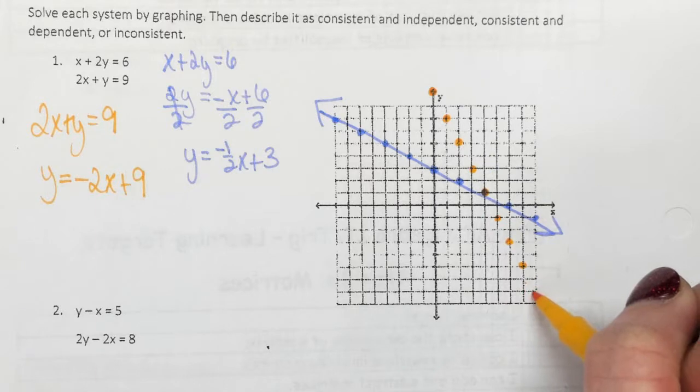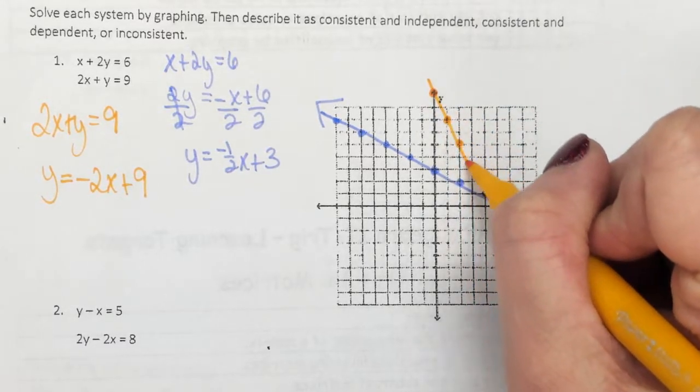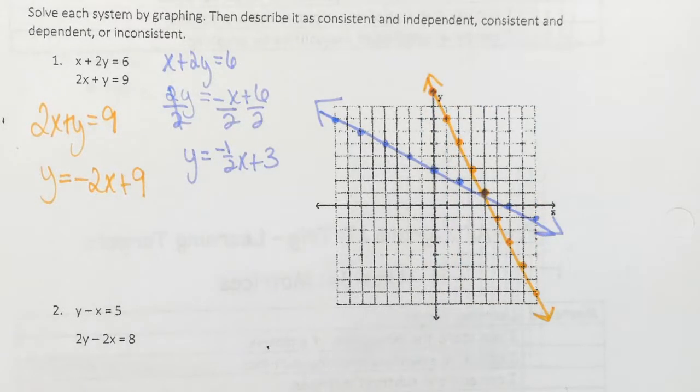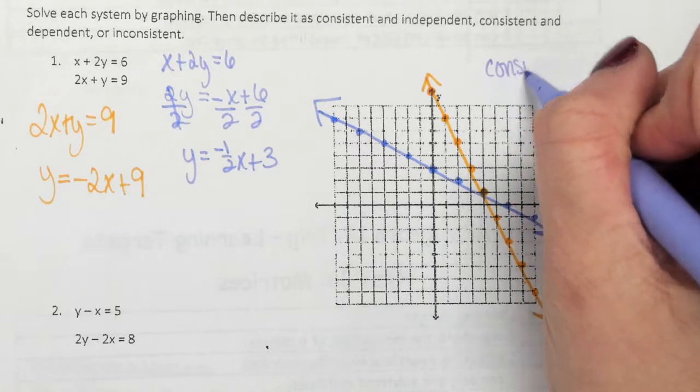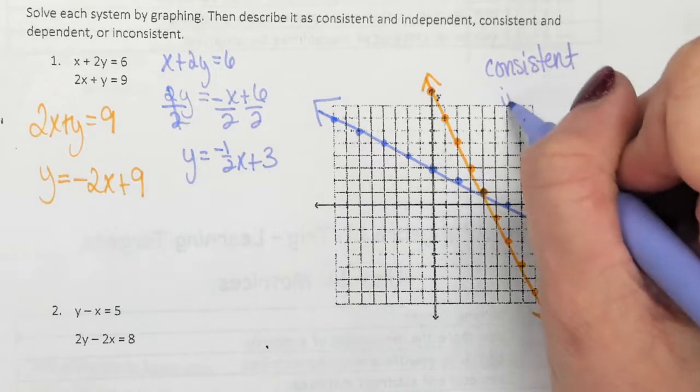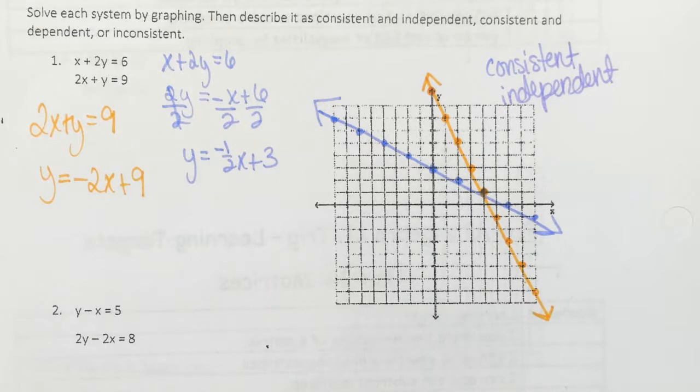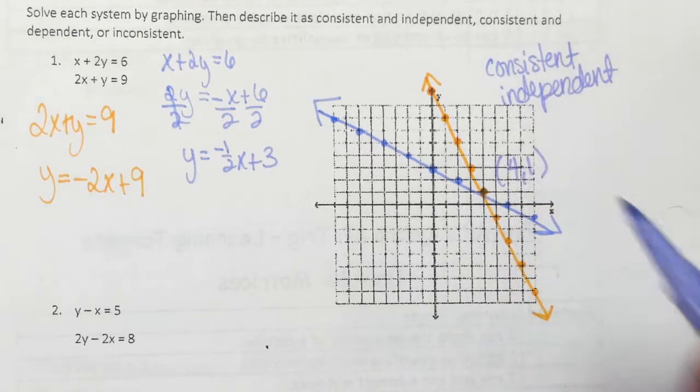And when you go down far enough, what do you notice happens? They cross at 4 and 1. All right, so 2 things you have to tell me. First of all, it wants you to describe it as consistent and independent, consistent and dependent, or inconsistent. Which one is it? Consistent. And? Independent. Independent, there you go. Then, I need you to tell me the point where it crosses. Where? 4 and 1. Beautiful. All right, let's go to the next one.